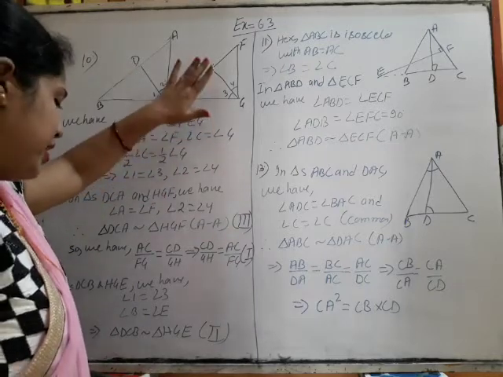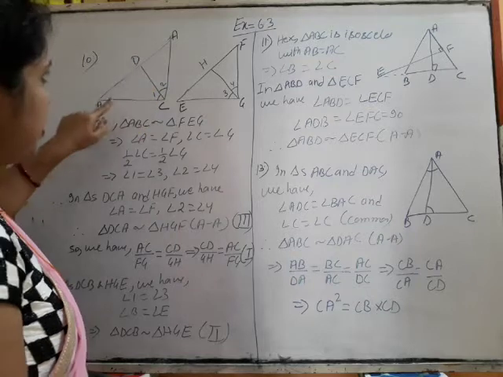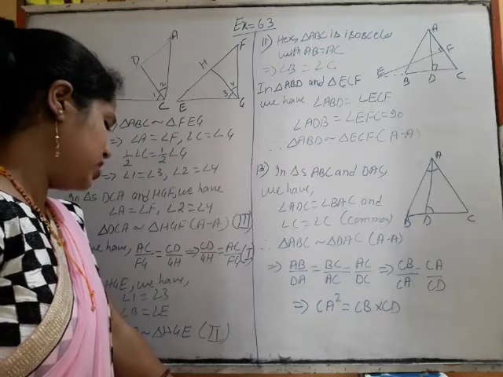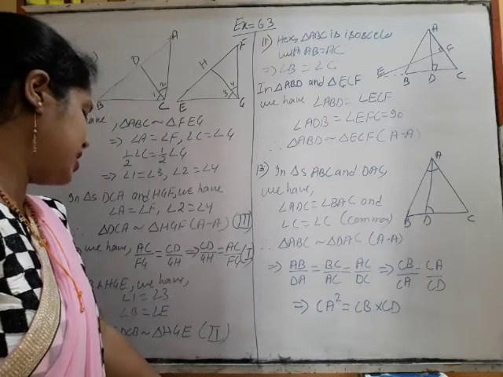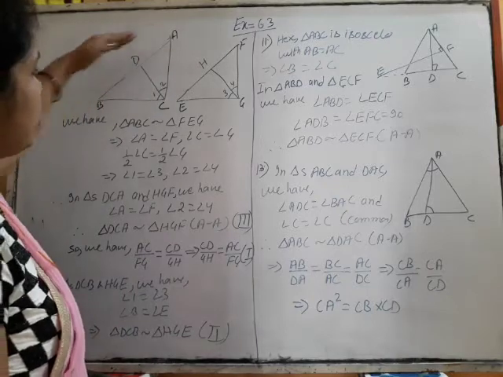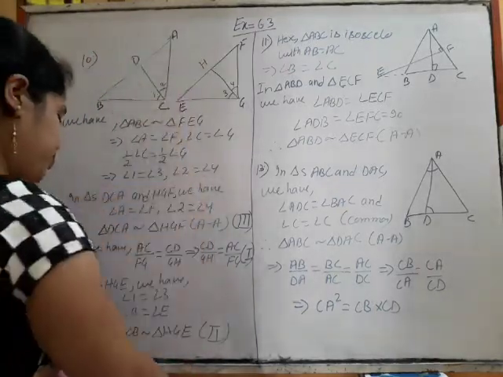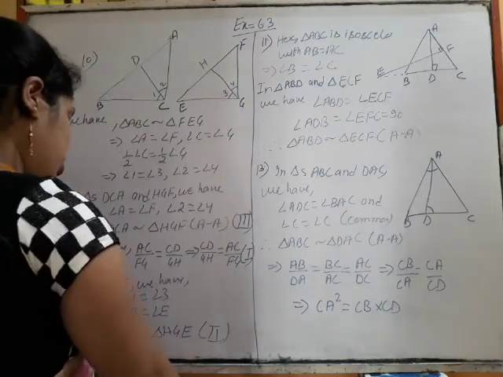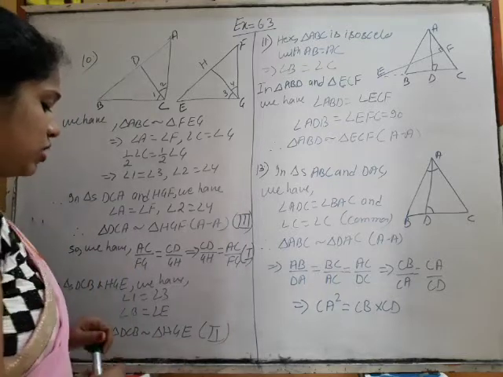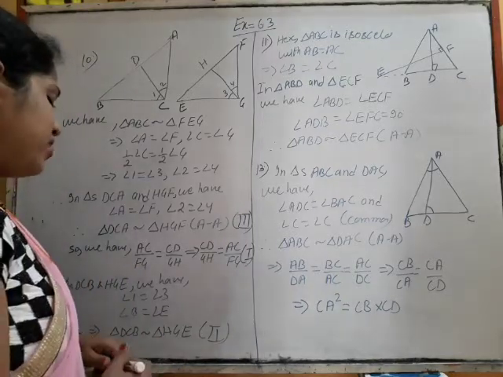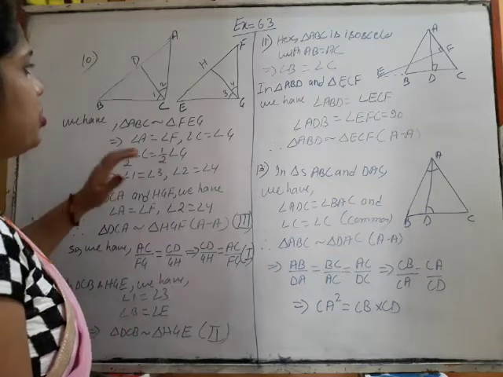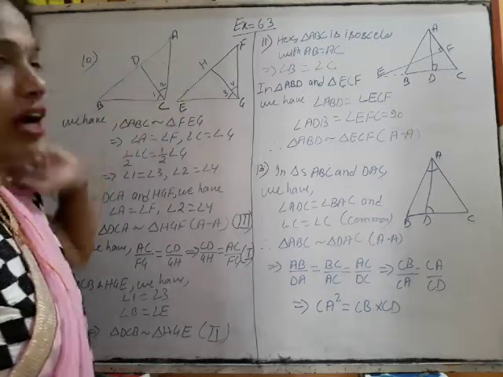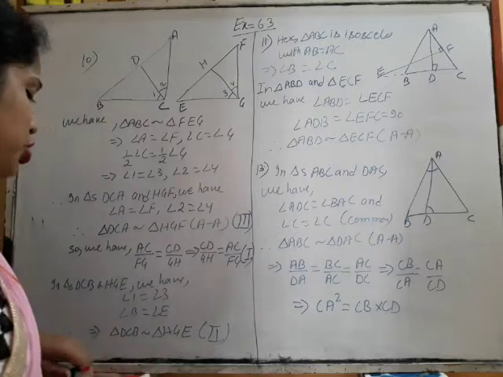CD and GH are respectively the bisectors of angle ACB and FGE, such that D and H lie on the sides AB and FE of triangles ABC and GFE. Show that CD upon GH is equal to AC upon FG, and triangle DCB is similar to HGE. So how to show? Let us start.